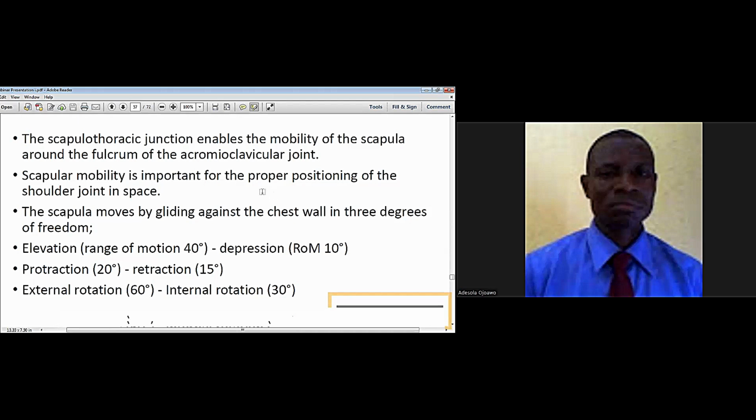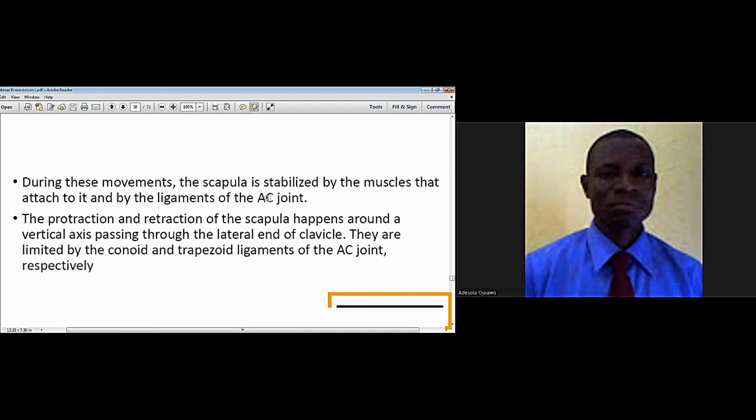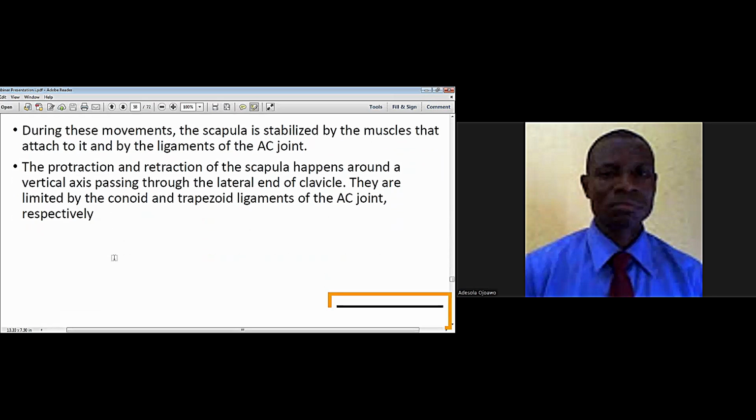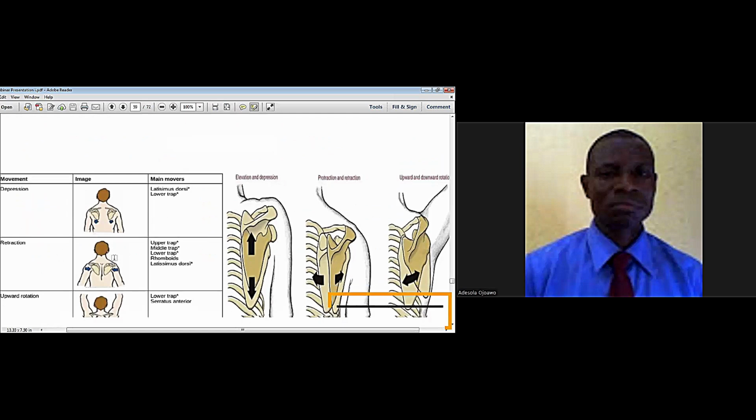That is attached to it by the ligament of the acromioclavicular joint. So you can see how important the acromioclavicular joint ligaments are. The protraction and retraction of the shoulder joint happens around a vertical axis passing through the lateral end of the clavicle. They are limited by the conoid and trapezoid ligaments that I've shown you before, right, of the acromioclavicular ligament respectively. If not, the scapula would have taken its time and disappeared to the blue moon.